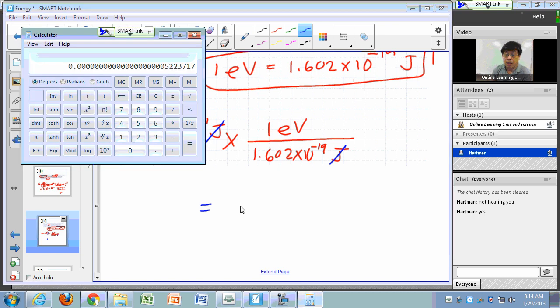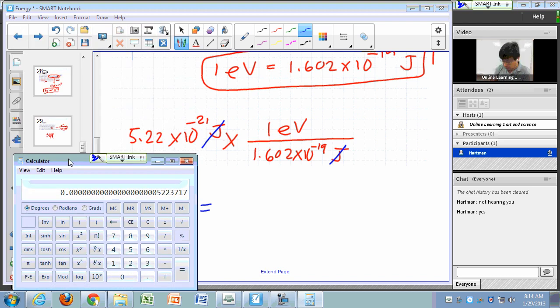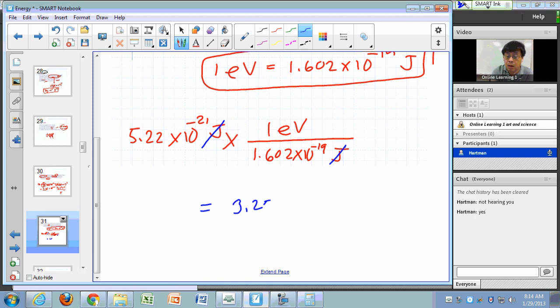So let's pull that up on my calculator. So 5.22 divided by 1.602, that gives me 3.25 times 10 to the negative third. 21 minus 19 is 10 to the negative 2. So that's about 0.0325 electron volts. Okay? Is that what you're getting?